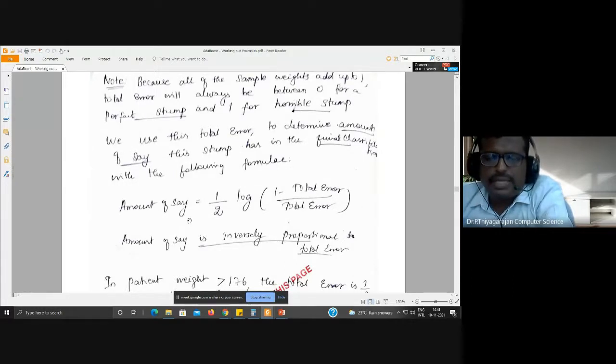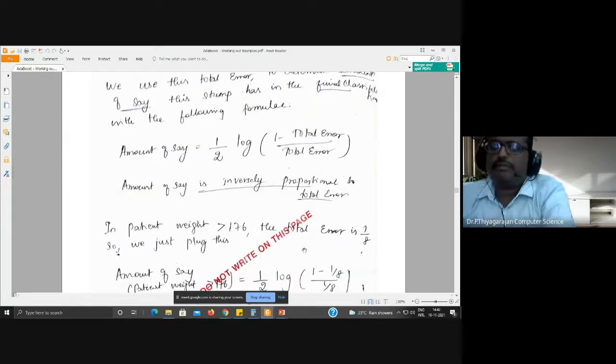The amount of say is calculated with the formula 1 divided by 2 logarithm of (1 minus total error) divided by the total error. In other words, if we relate the amount of say and the total error, both are inversely proportional, like information gain and entropy are inversely proportional. Here the amount of say is inversely proportional to the total error.